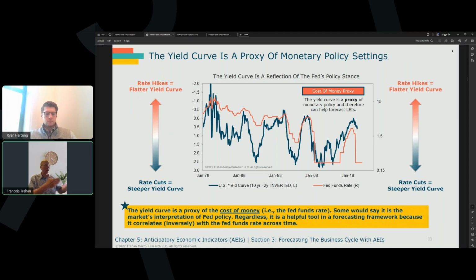But since we know that we can use the Fed funds rate to forecast leading indicators, well, surely we'll be able to do the same with the slope of the yield curve or anything that looks like Fed policy or even that is an input into it, core inflation and the unemployment rate. So I referred to it here on the chart as the cost of money proxy, but all things that correlate with the Fed funds rate are going to be helpful in this regard.